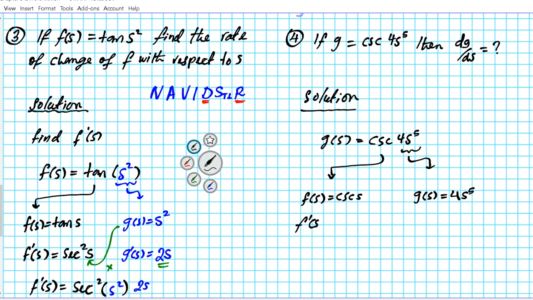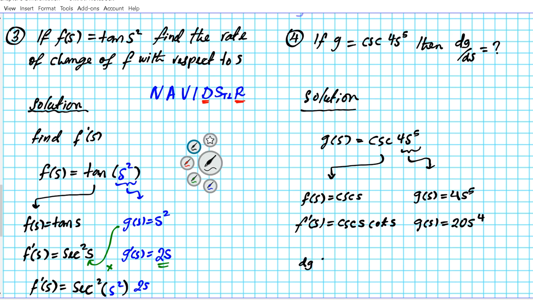F prime of s, the derivative of cosecant is negative cosecant s cotangent s. So it's going to be cosecant s cotangent s. And then the derivative of the inner function is going to be, you power down, 5 times 4 is 20, s to the fourth. All right, so we'll pull it all together using the chain rule.